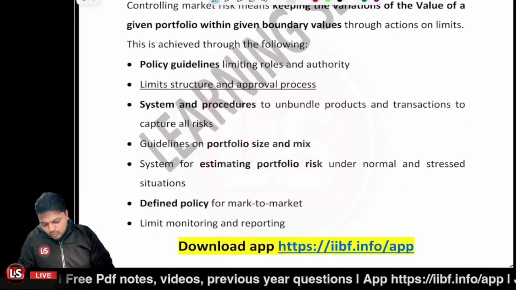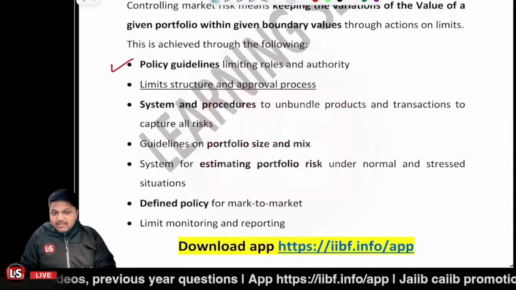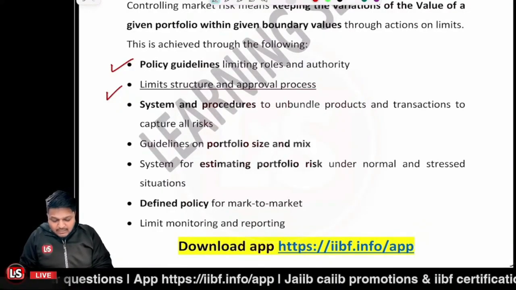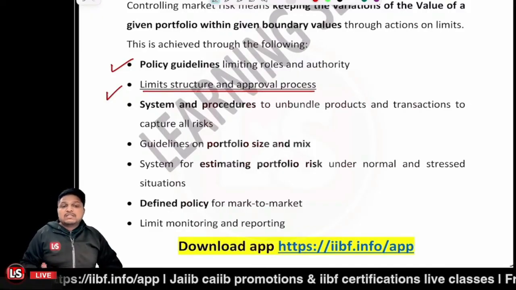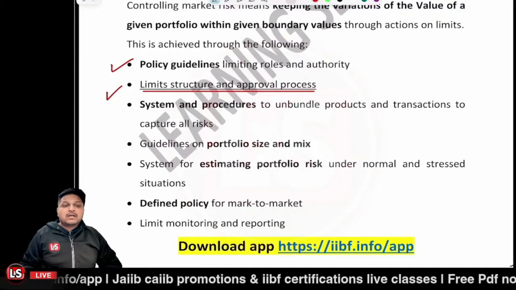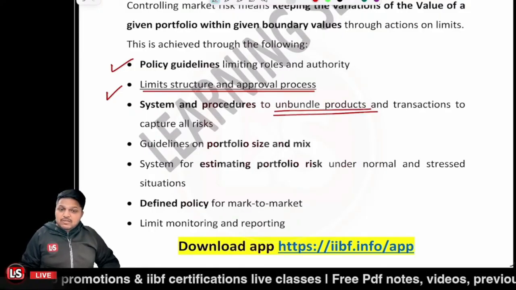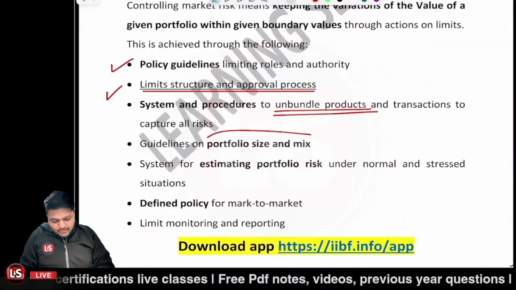It can be done actively through policy guidelines, if we set the policies for it, or let's say we set up trigger limits for the same, or we have a limits structure or an approval process, or we have systems and procedures to unbundle the products so that we can capture all the risks in the transactions associated with them. And there could be guidelines related to product size and product mix.